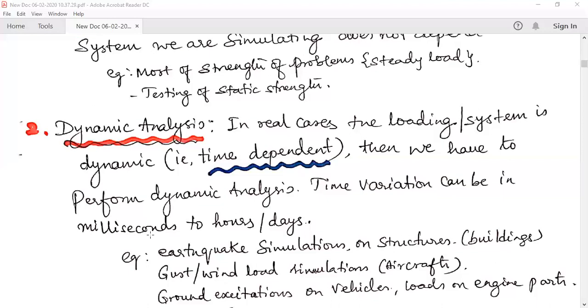So obviously, this structure has been designed, commissioned to withstand both static and dynamic loads that are acting on this particular structure before it is commissioned. Okay, so there are lots of applications.